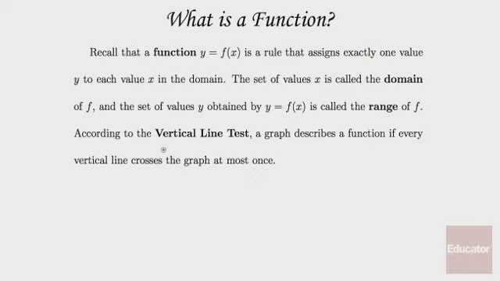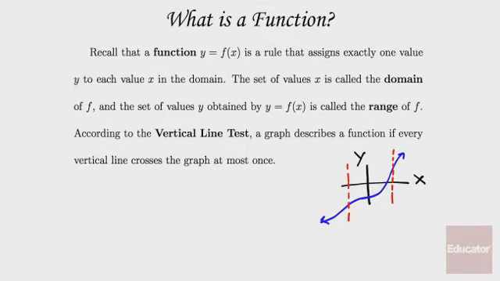We have the vertical line test that gives us a graphical way to look at whether or not something is a function. The vertical line test says that a graph describes a function if every vertical line crosses the graph at most once. And so, for example, something like this that I'll draw in a moment would pass the vertical line test. So here's a picture of a function. Notice that any vertical line that I might draw, no matter where I choose to draw it, would cross the graph at most once.